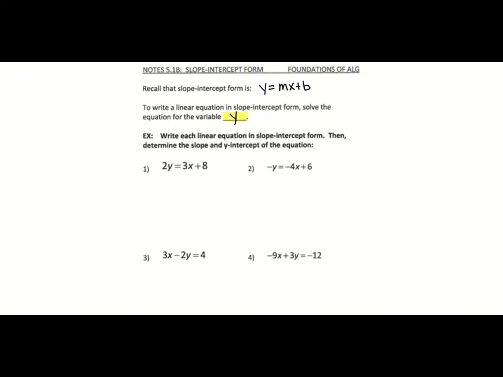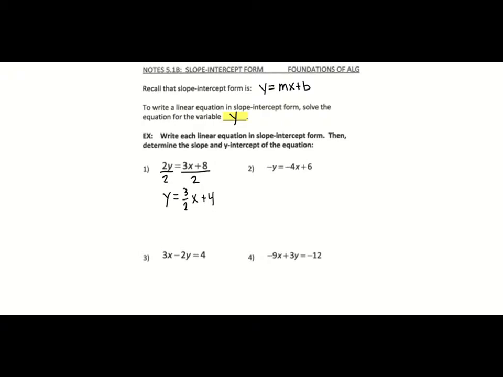So if we look at number 1, we are trying to get y by itself. So we want to get rid of that 2 that is next to y. So right now it says 2 times y. The inverse of times is divide. So if I divide both sides by 2, 2 divided by 2 is 1, so I'm left with y. And on my other side, I have 3 divided by 2, so I'm going to write that as 3 over 2x. And now you can type that into your calculator, 3 divided by 2, but you're going to get a fraction. And when we put it back into a fraction, we get 3 over 2. And then we have 8 divided by 2. 8 divided by 2 gives us 4. So that is my slope-intercept form.